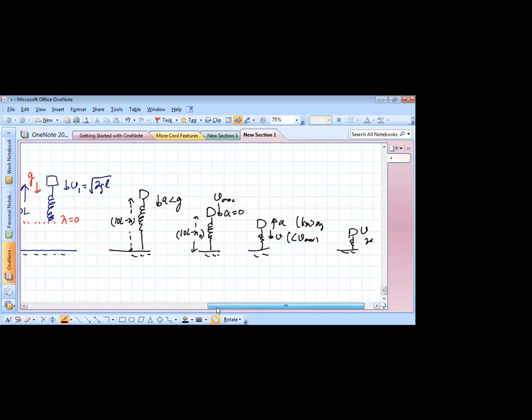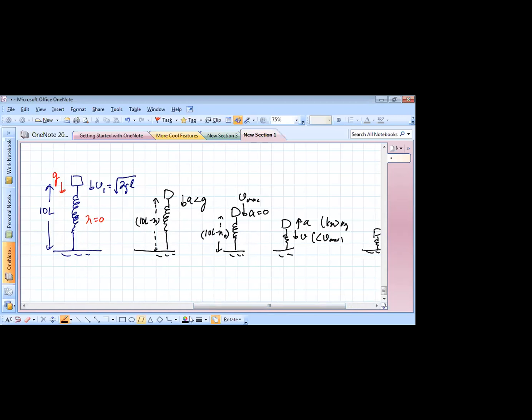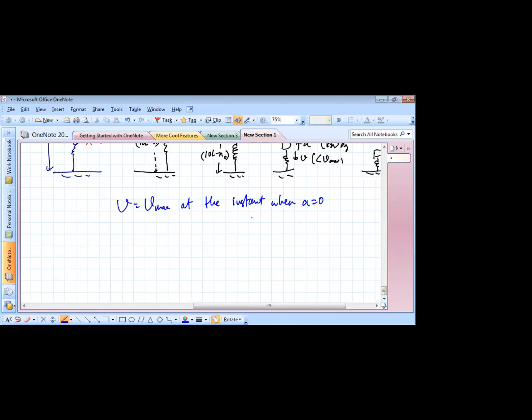So the first point is to find v maximum. We are interested in this instant here, which we can compare to this. You can see here, V is equal to V max at the instant when acceleration is zero. Acceleration is zero means Kx naught, let's say, is mg, where x naught is the compression at the equilibrium position.